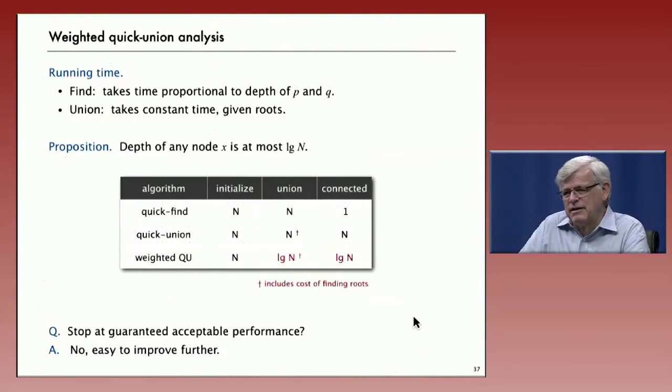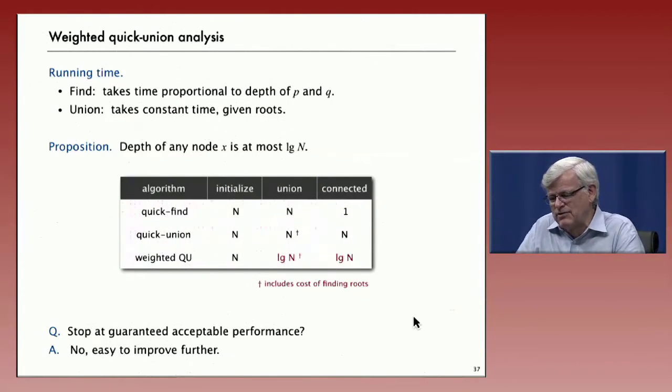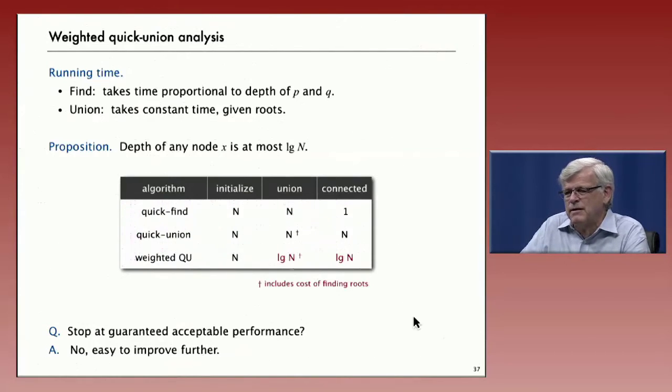Now, the initialization always takes time proportional to n, but both the union and the connected or find operation take time proportional to log base 2 of n. And that is an algorithm that scales. If n grows from a million to a billion, that cost goes from 20 to 30, which is quite acceptable.